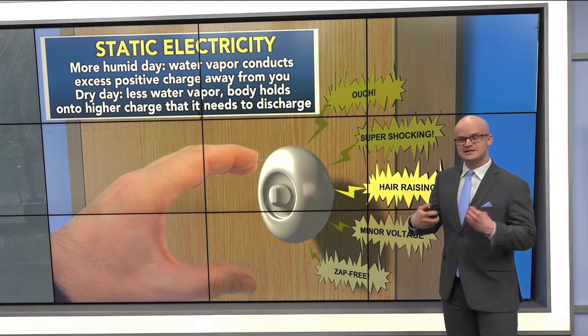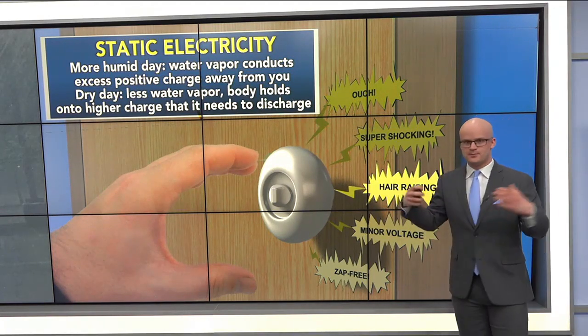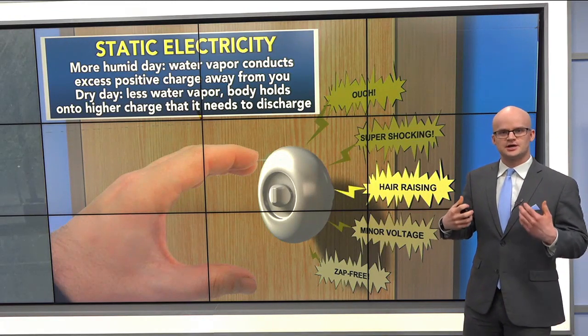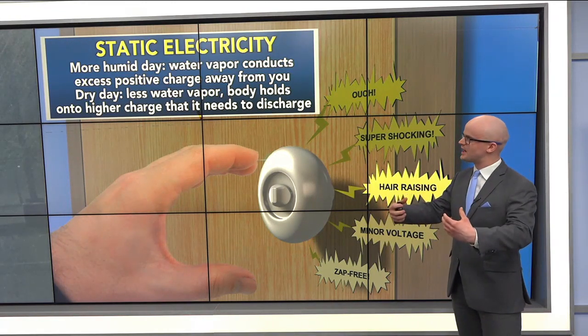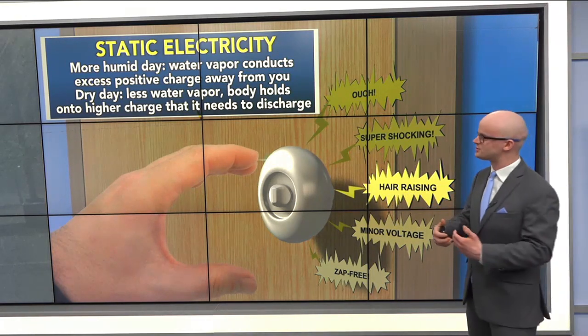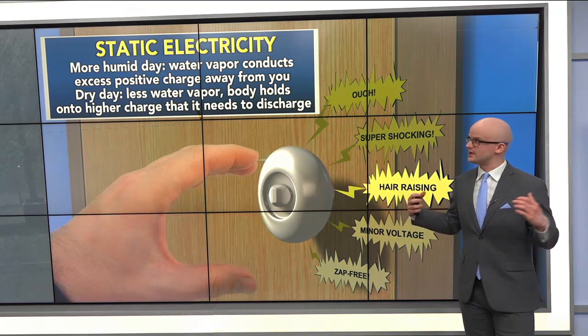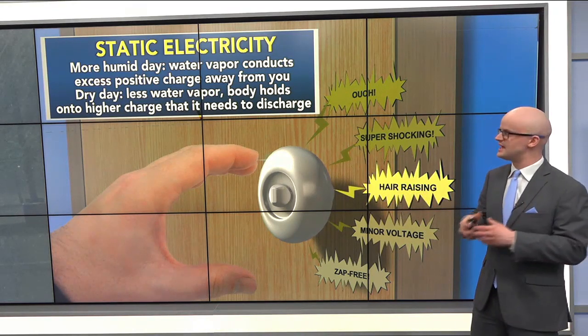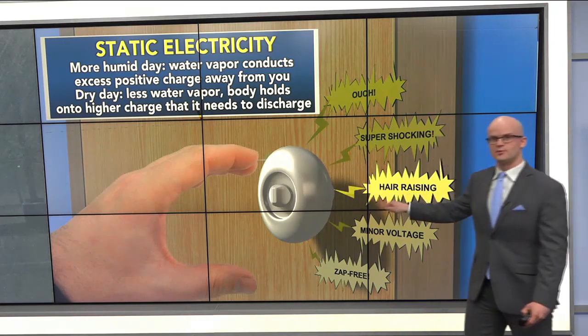And on a more humid day in the summertime, the invisible water vapor molecules in the air around us are actually a good conductor, and that can conduct that excess positive charge away from us. Versus on a dry day, in the wintertime especially, there's less water vapor in the air around us, so our body holds on to those higher positive charges, and that discharge will therefore be greater.